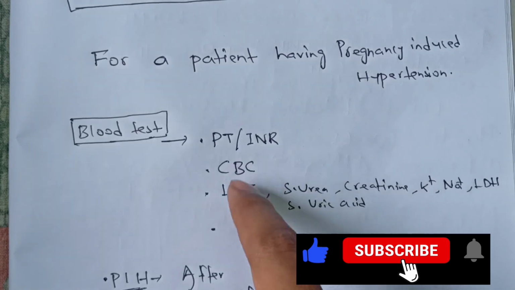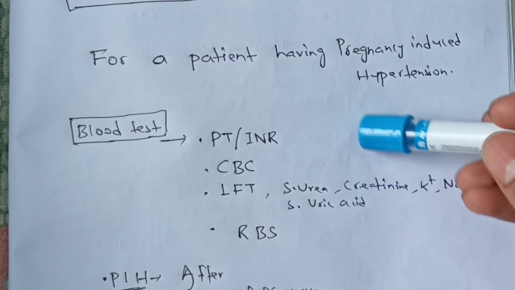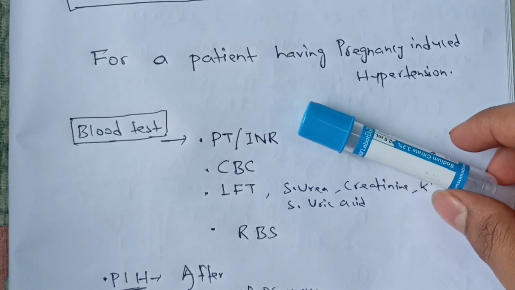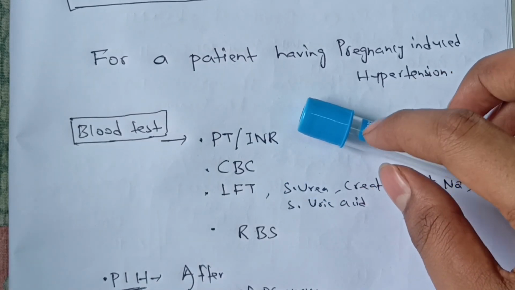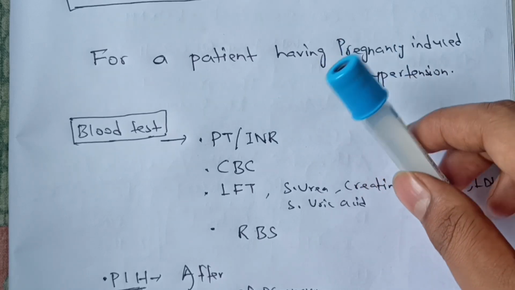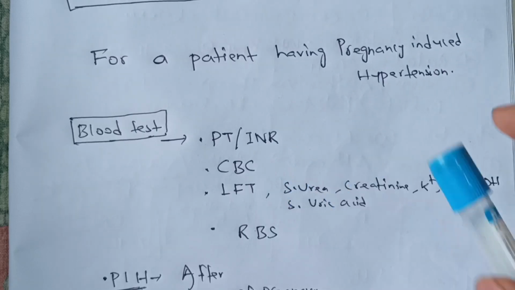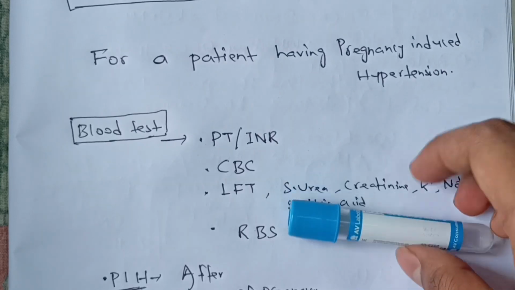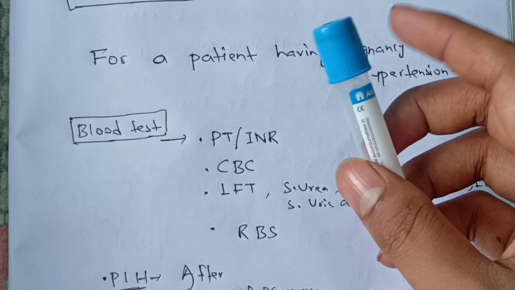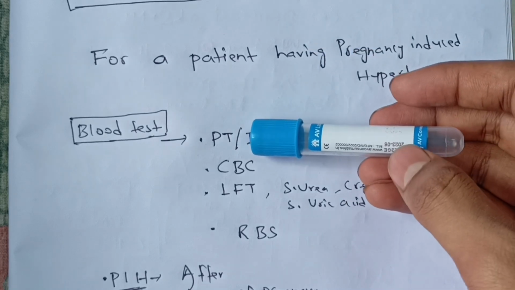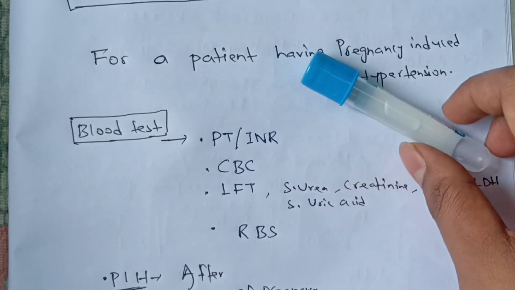For PT-INR, we have to collect the blood and then pour the blood into this vial, the sky or light blue vial. We have to draw the blood from the vein by venipuncture, then push the blood from the syringe into it and fill up to this mark. So this is for PT-INR.